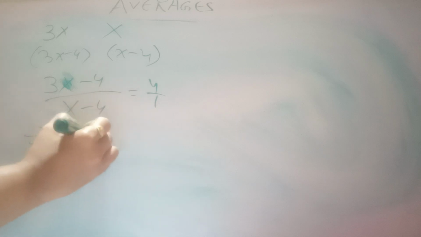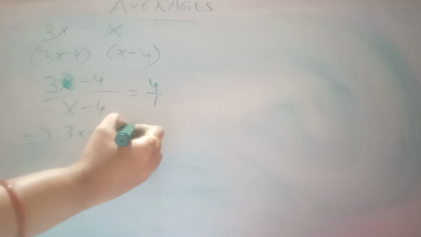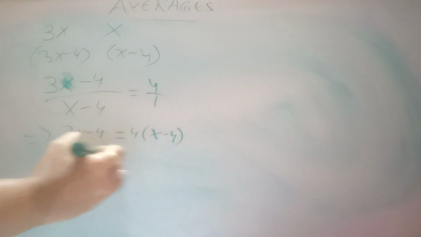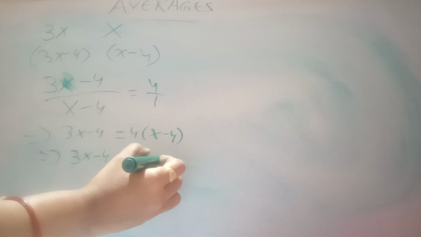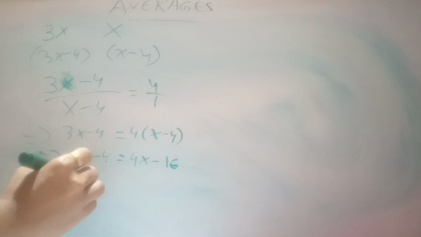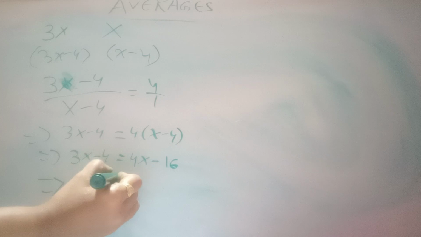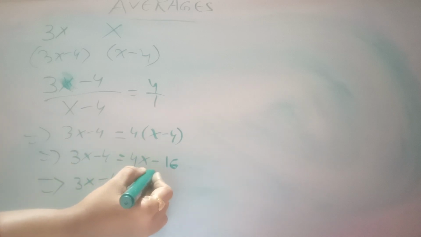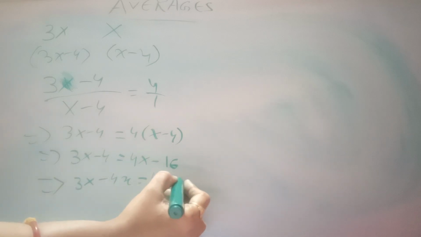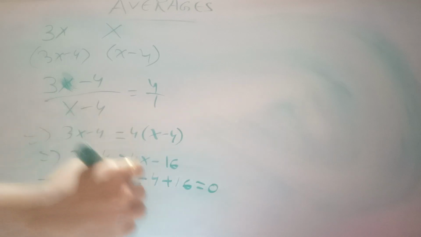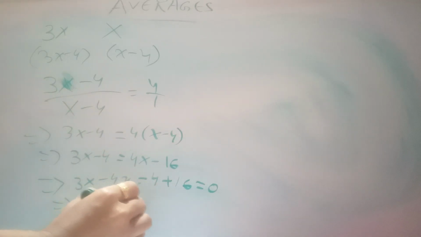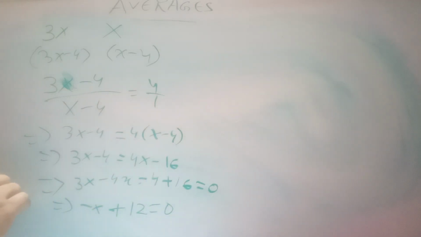By solving we'll get 3x minus 4 equals to 4 of x minus 4, so 3x minus 4 equals 4x minus 16, and 3x minus 4x minus 4 plus 16 equals to 0, which implies minus x plus 12 equals to 0, which implies x minus 12 equals to 0, which implies x equals to 12.